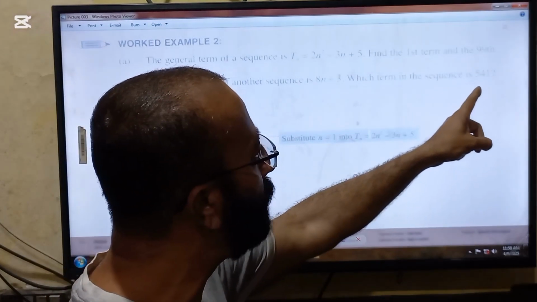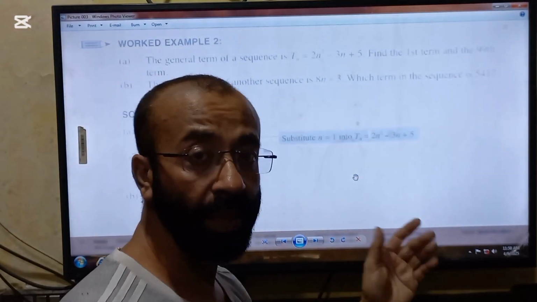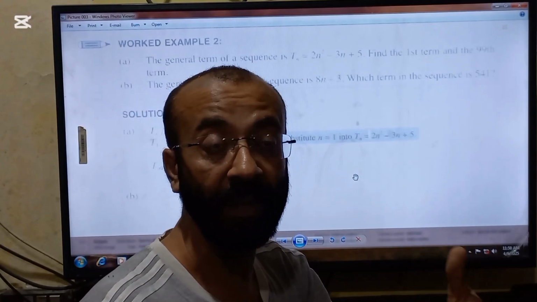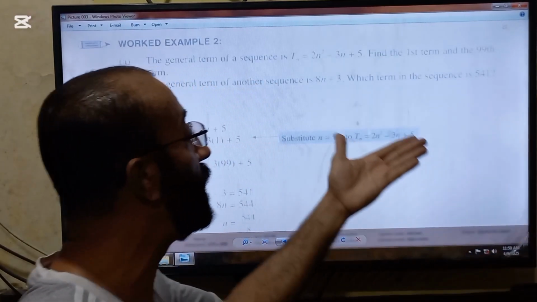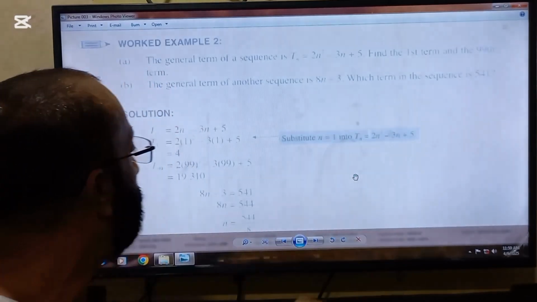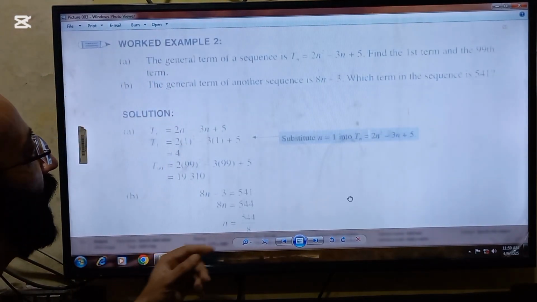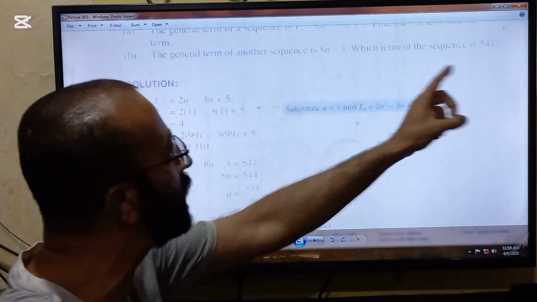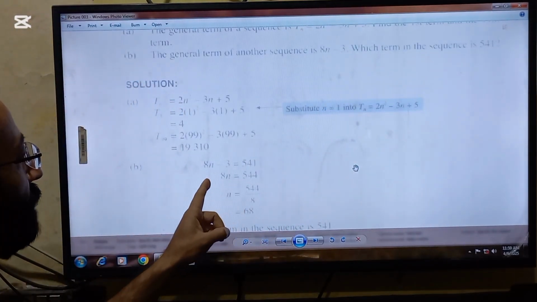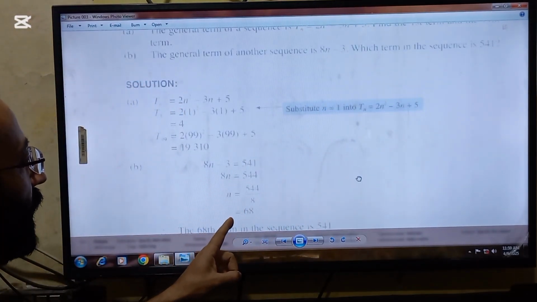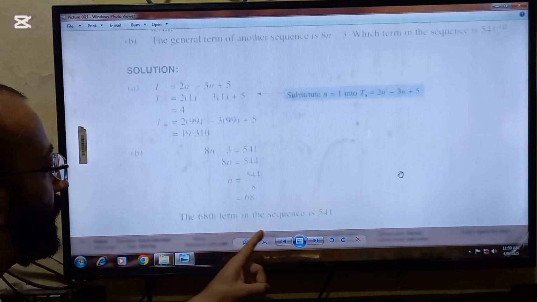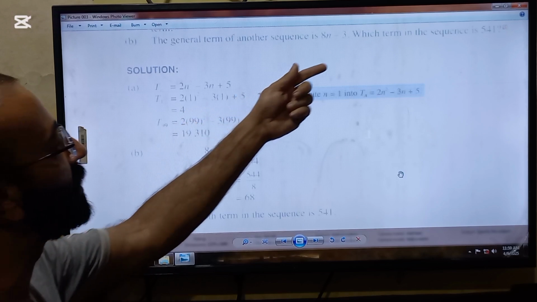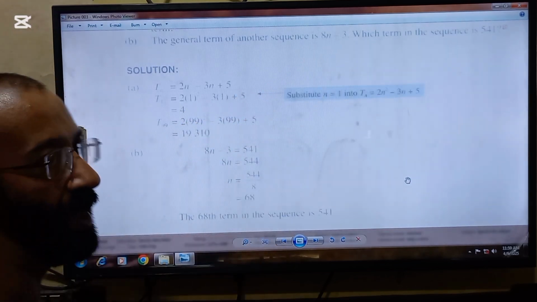The second part is, the general term of another sequence is 8n - 3. Which term in the sequence is 541? So a term is given, that is 541, and the requirement is which number in the sequence is this term. So we will put 541 equal to this one, because this is the answer of some term. After solving it, we will get the answer of n, that is 68.